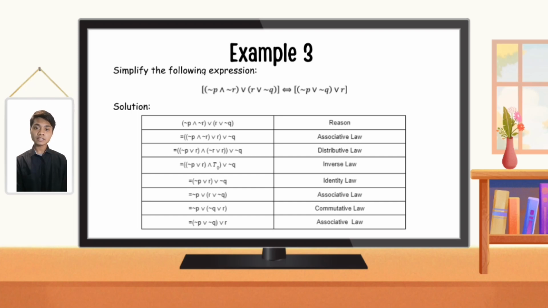And for the last step, we need to use associative law. So basically we move the bracket. So after that we got the same expression as the right side, and that will be the final answer.